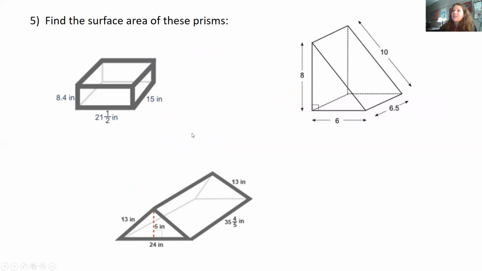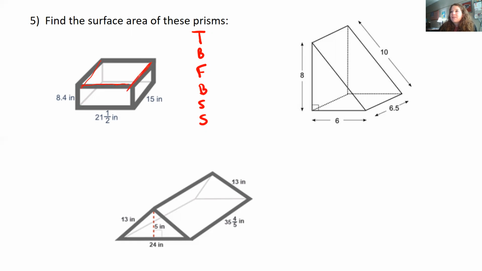All right, number 5, find the surface area of these prisms. So if we think about a box, so this is a box, right? I think of it as having 6 sides, and 2 sides are congruent. So we have 3 pairs of sides that are congruent. So I think of it as top, bottom, front, back, and then side, side. That's how I think about it. So top, bottom. We want to know, what are the dimensions of the top?